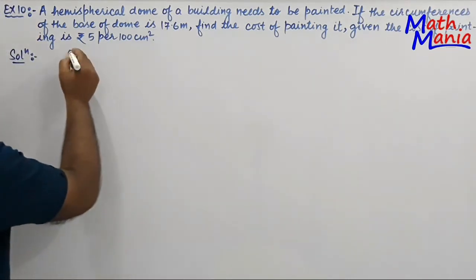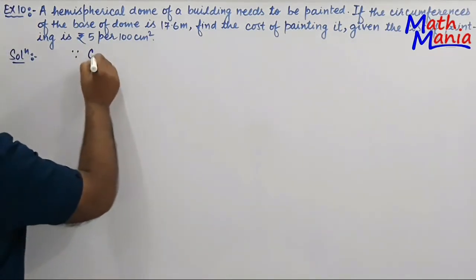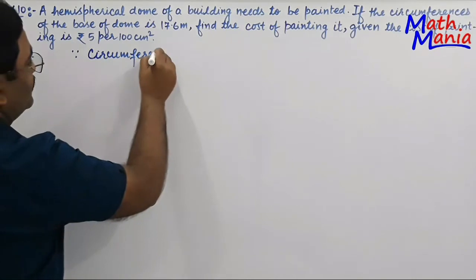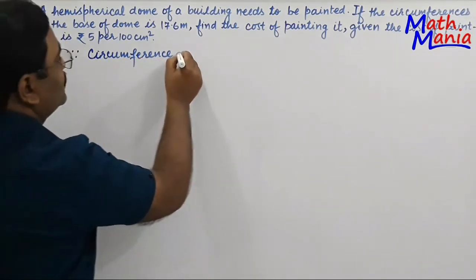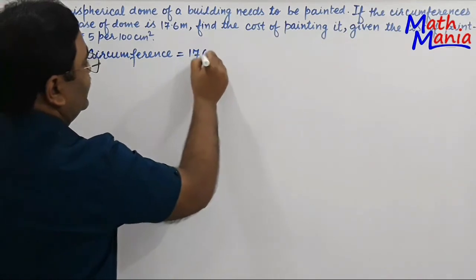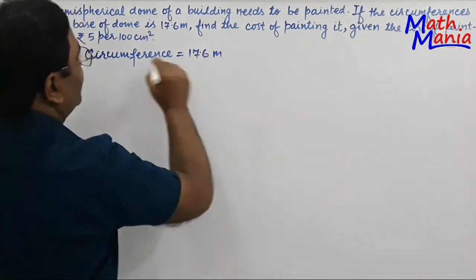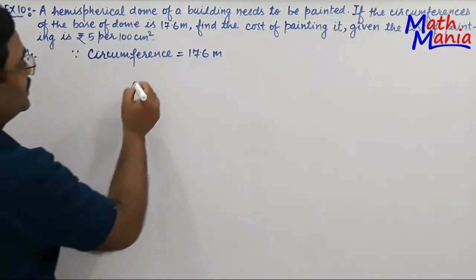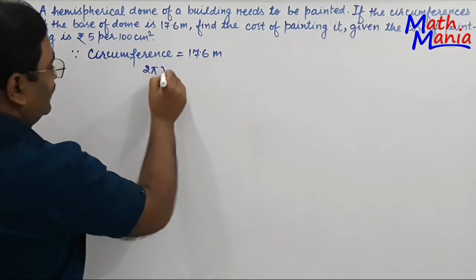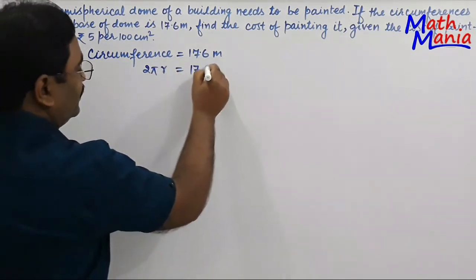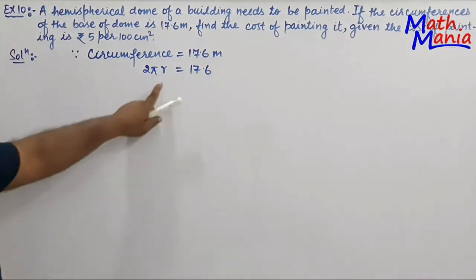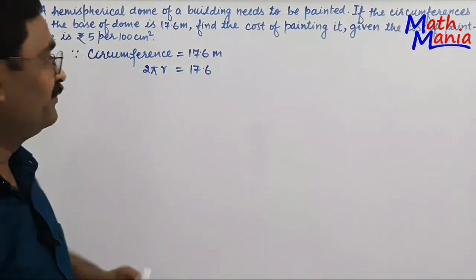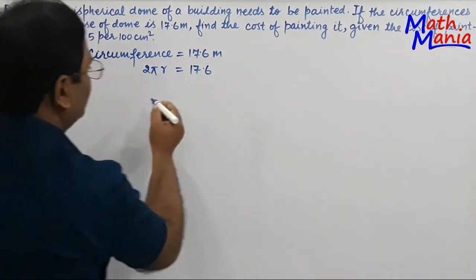Since circumference is equal to 17.6 meter. 17.6 meter is the circumference given, and the formula of circumference is 2 pi r. So from here we can get the value of the radius of that dome, meaning the radius of the base of that dome.